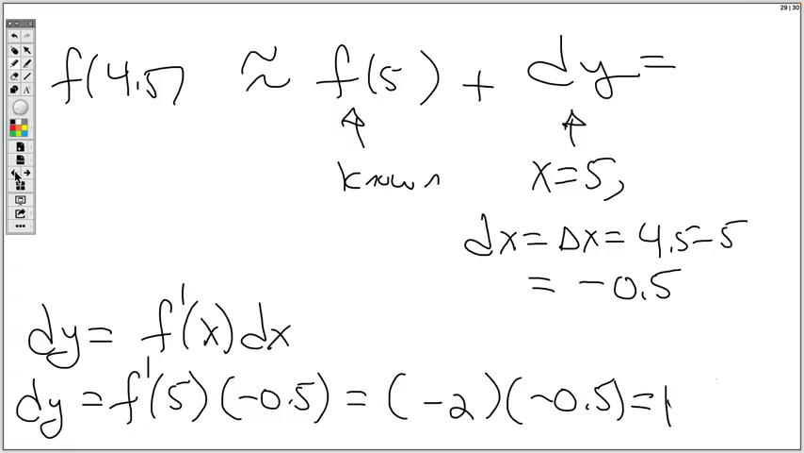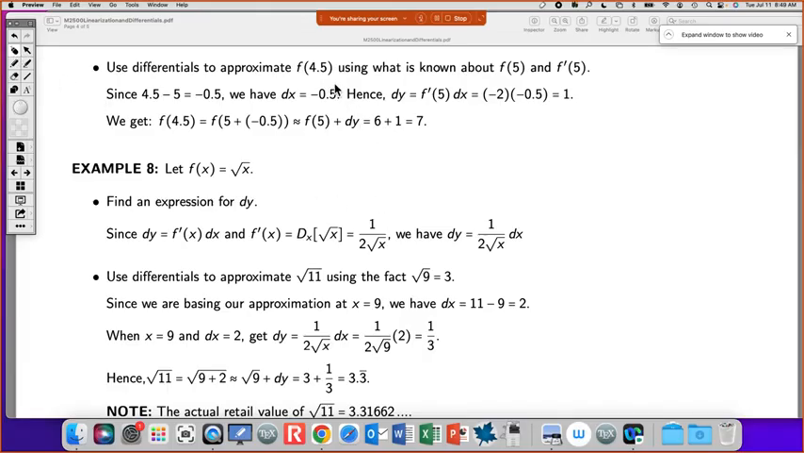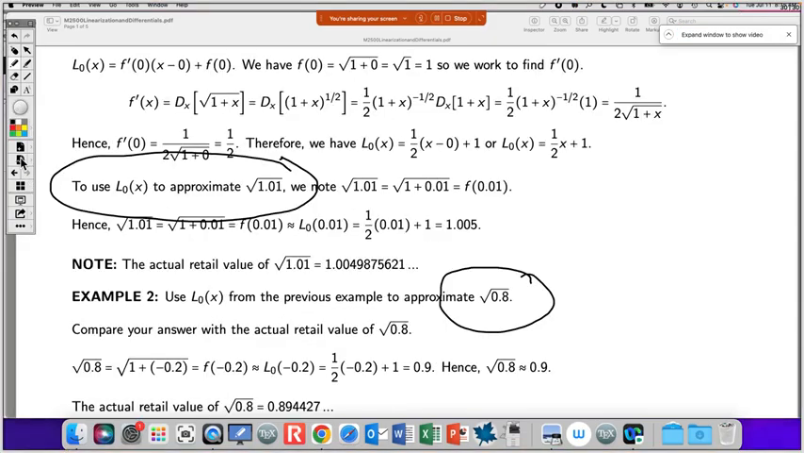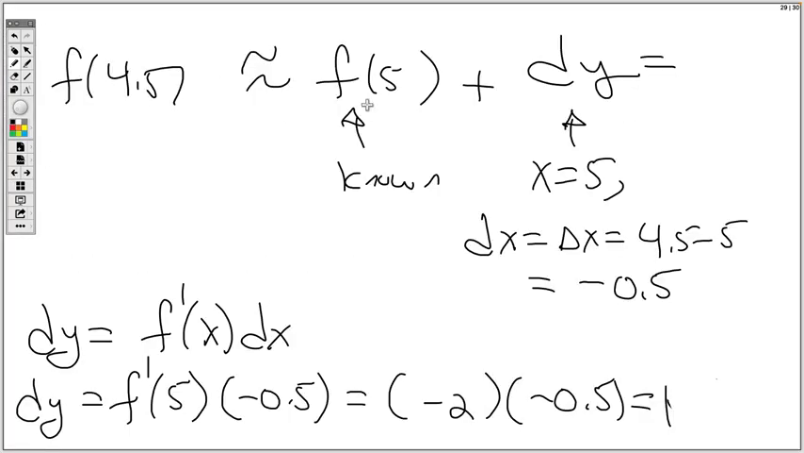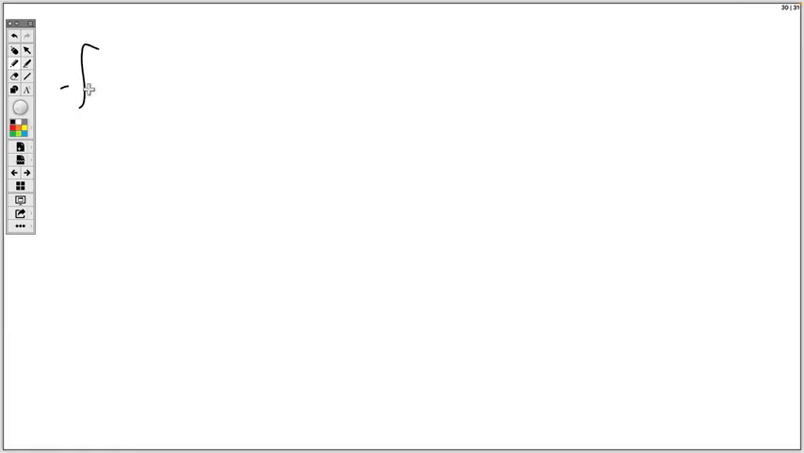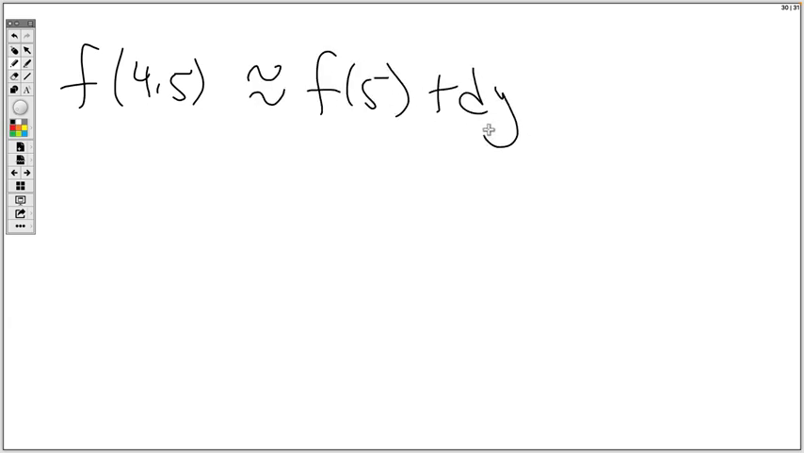So f of 5, they tell us, was 6, plus 1, so we get 7. So f of 4.5, once again, is roughly f of 5 plus the dy. F of 5 was 6, the dy was 1, so we get 7. You see how all the pieces come together? So once again, it's still linearization. It's just framed a little differently.